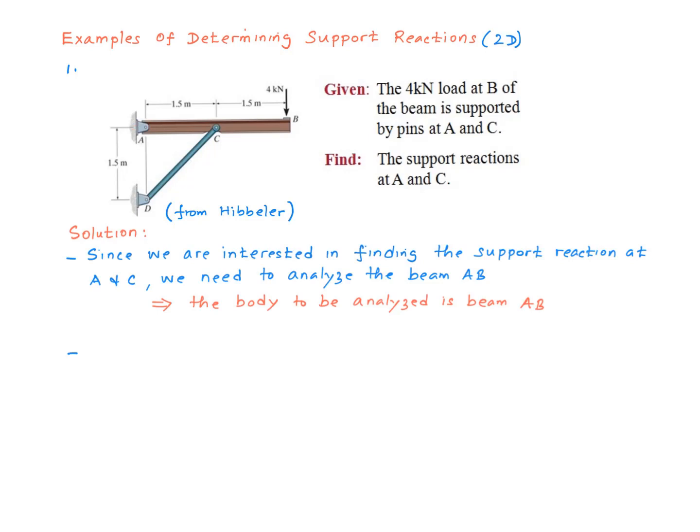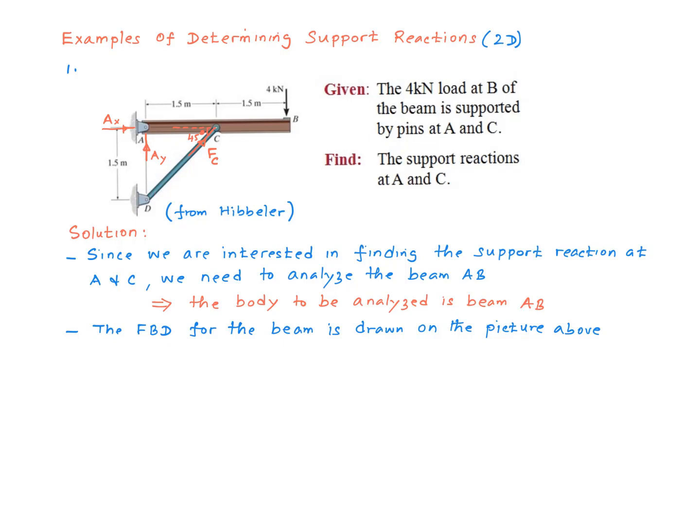The only way we can do that is by analyzing this beam. We'll see how it pans out in a second, but that's what we need to do. So the body to be analyzed here is the beam AB. I have drawn the free body diagram right on the problem picture. At point A, we have a pin and therefore there are two forces acting at that point on the beam. A horizontal force AX and a vertical force AY.